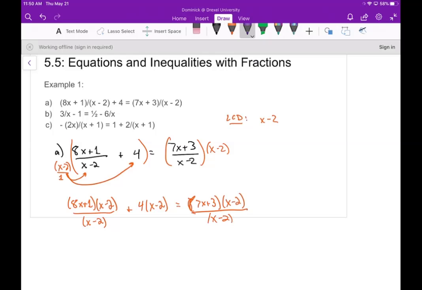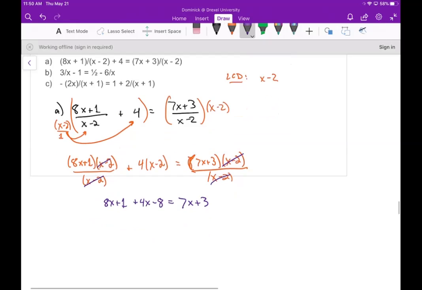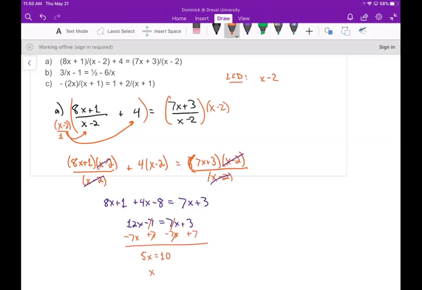Now remember, the whole idea of multiplying by this LCD was to get rid of fractions. And of course, once you perform these cancellations, that's true. You now have 8x plus 1, and then once we distribute, 4x minus 8 is equal to 7x plus 3. And this equation doesn't have fractions anymore, which is good. So now if we combine like terms, we get 12x minus 7 equals 7x plus 3. If I move all my x terms to one side and add the 7 over, I'm going to get that 5x is equal to 10, which leaves me with x is equal to 2.